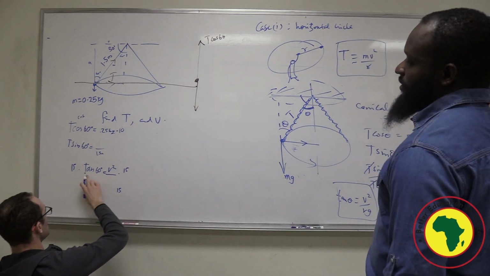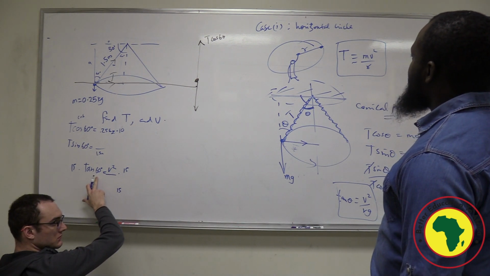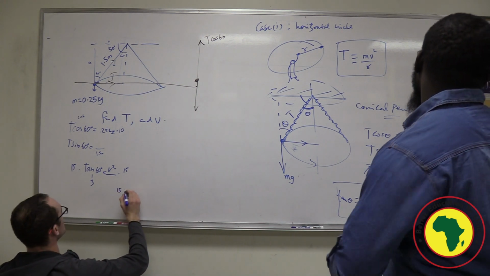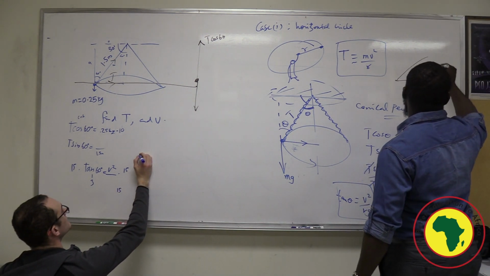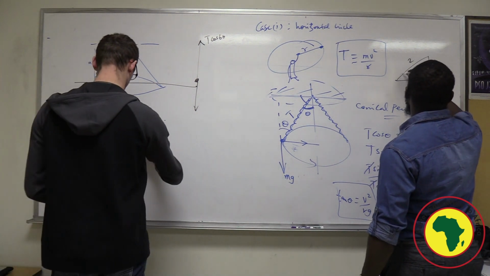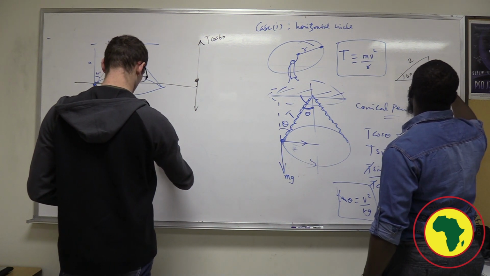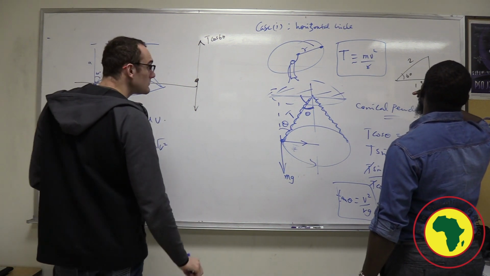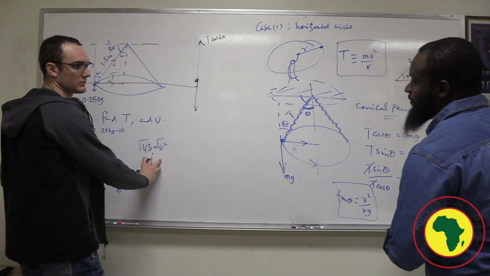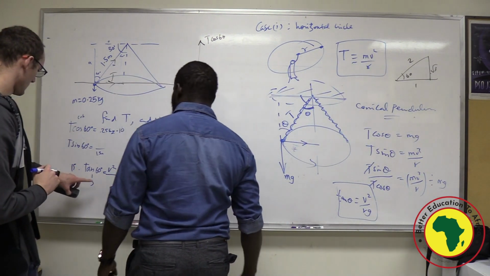Tangent of 60. I think that should be either root 3 or 1, but I think it's root 3. Let's see. Cosine 60 is half, 1 over 2. Sine 60 is root 3 over 2. So tan 60 is opposite over adjacent, root 3. Tan 60 is square root of 3.